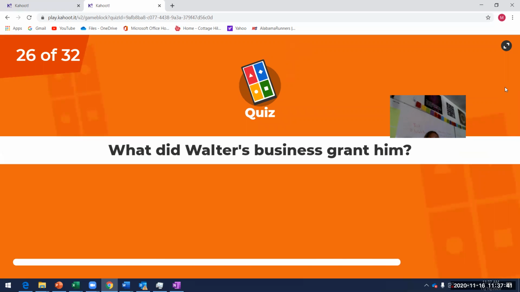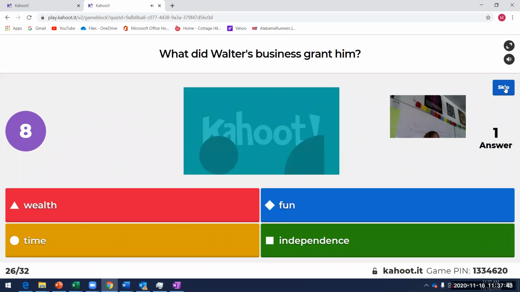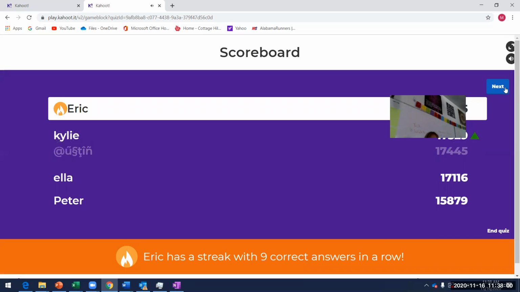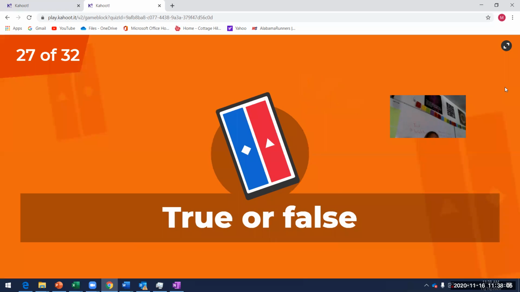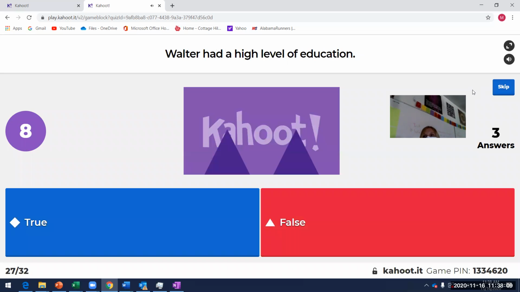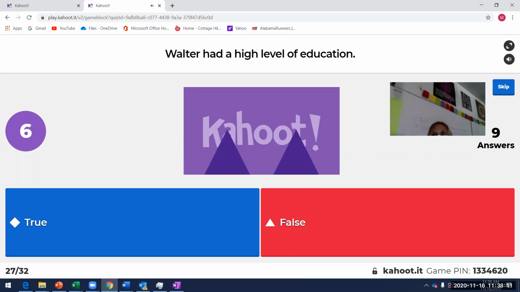What did Walter's business grant him? Red says wealth, yellow says time, blue says fun, green says independence. Allie moving back up. Eric's on fire. Just 5 questions left. Walter had a high level of education. True, blue, red, false.